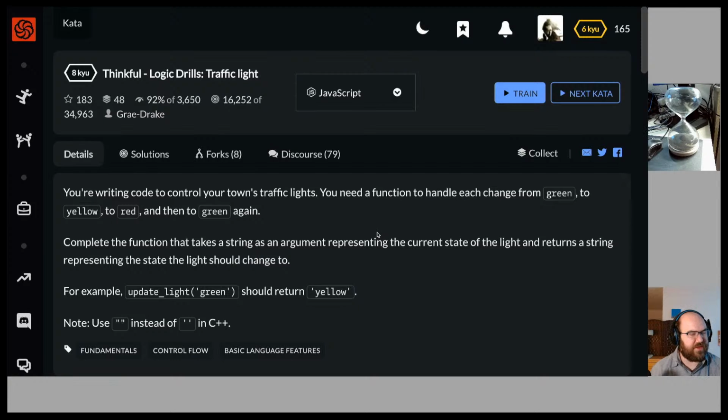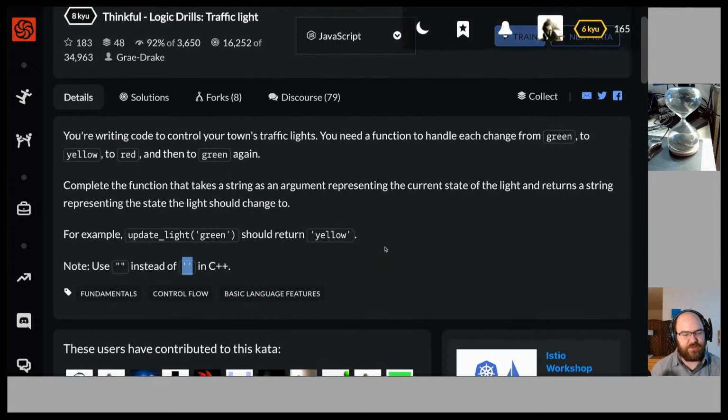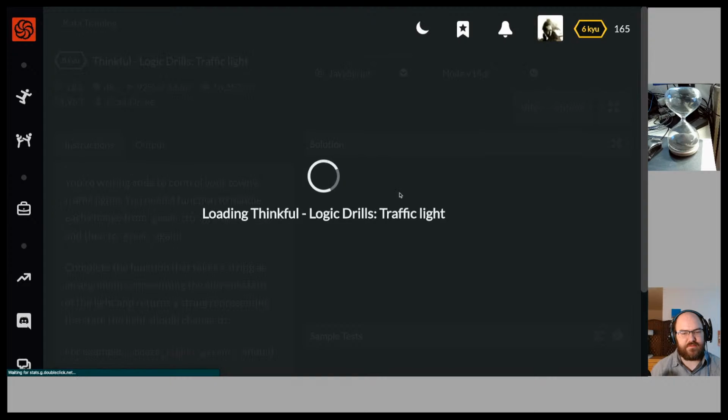Okay, 8Q, thinkful, logic drills, traffic light. You're writing code to control your town's traffic lights. You need a function to handle each change from green to yellow to red and to green again. Complete the function that takes a string argument representing the current state of the light and returns a string representing the state the light should change to. Note, use double quote instead of single quote in C++. Well, we're not using C++.